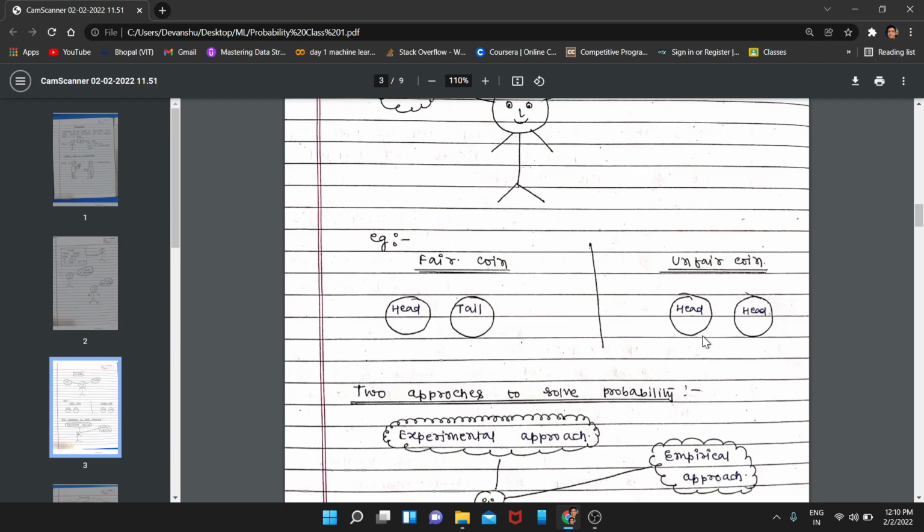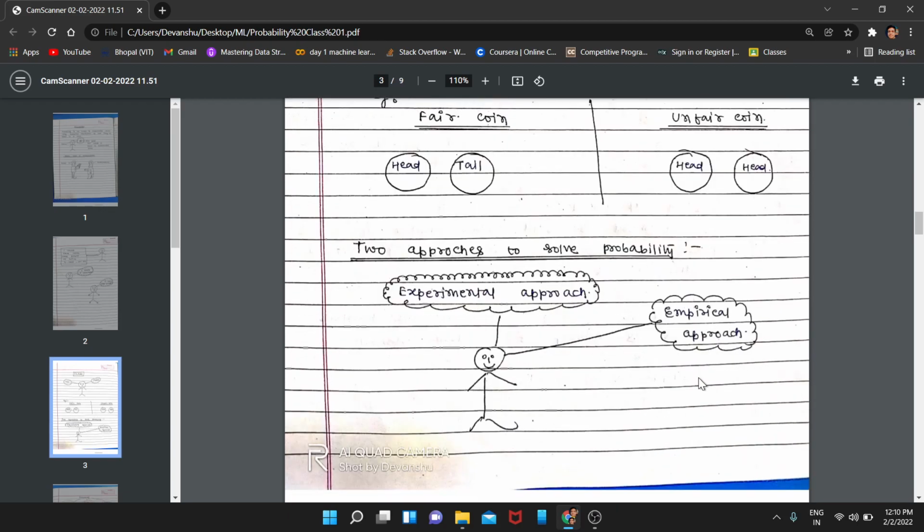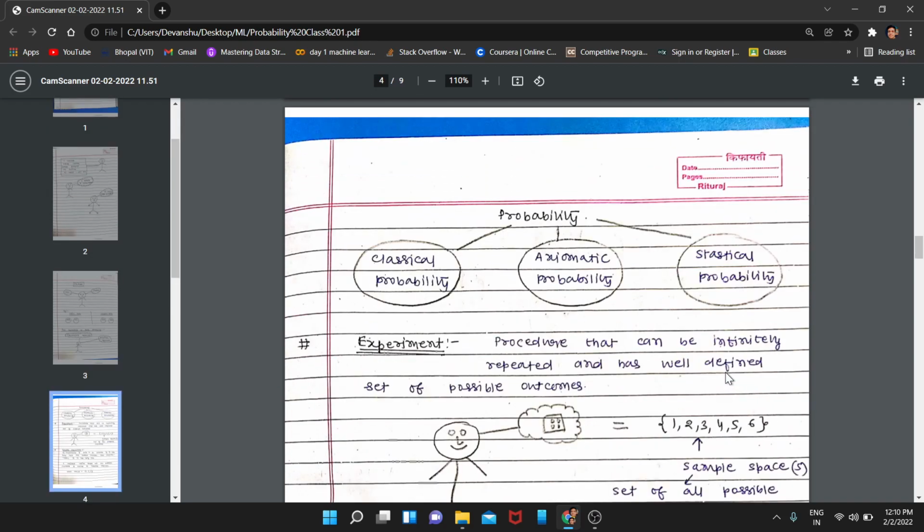There are two ways by which we can solve our probability: the experimental approach and the empirical approach. We will be looking at these terms later. There are three types of probability: classical, axiomatic, and statistical probability. We are going to look at classical probability in this video.